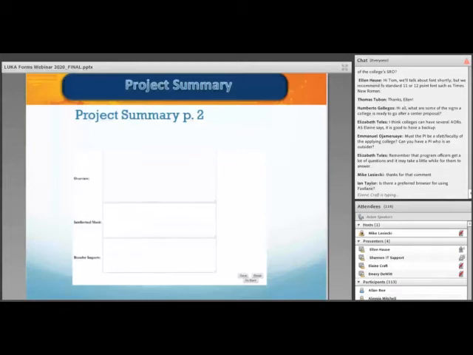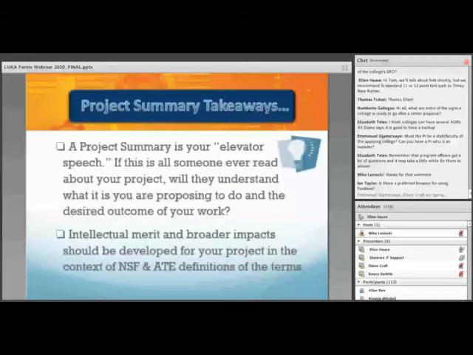As Elaine referred to in the opening slides, this is your elevator speech. If this is all someone reads about your project, they should be able to understand what you're trying to do and your desired outcomes. And NSF uses this information to assign the proposal to a panel for review. There's also intellectual merit and broader impacts, and you're going to see that a lot. You want to make sure you understand what NSF means by those terms by studying the criteria provided in the RFP and the PAPPG.